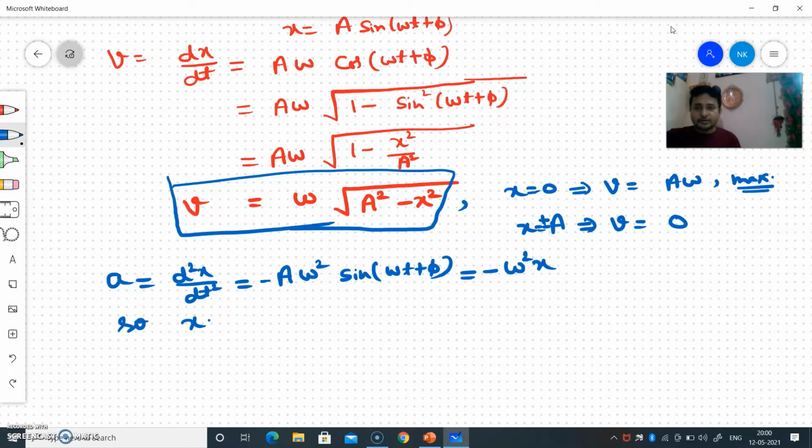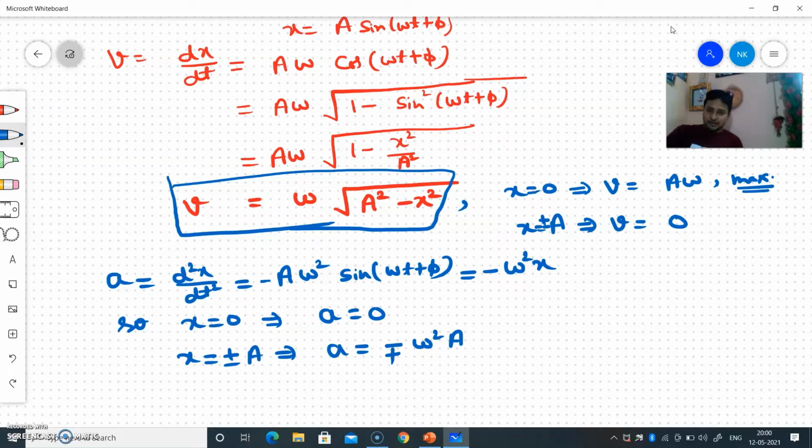So when x is equal to 0, that is the mean position, the value of a is 0. At extreme positions, when x is plus or minus A, the magnitude of acceleration is maximum. If x is plus A, this will be minus omega square A, and when it is minus A, it will be plus omega square A. So the sign actually shows the direction.